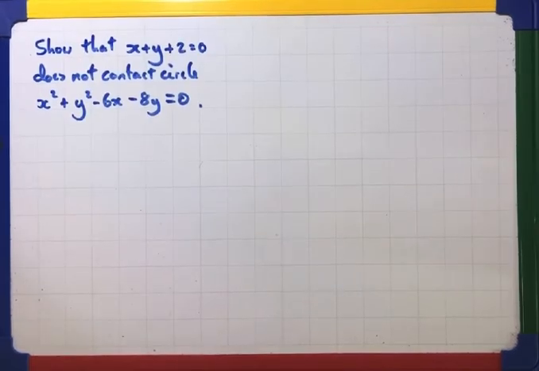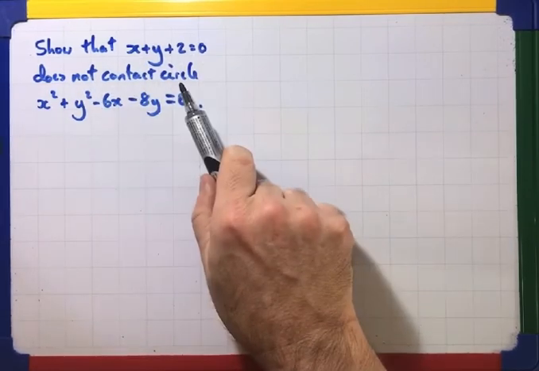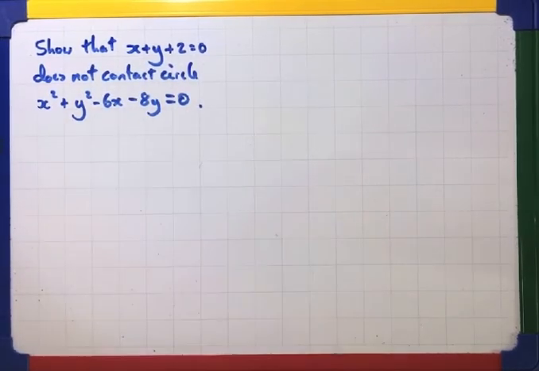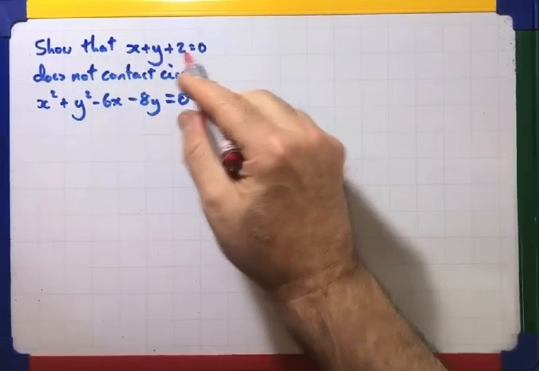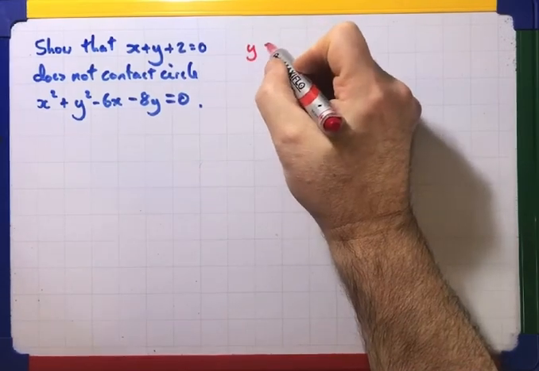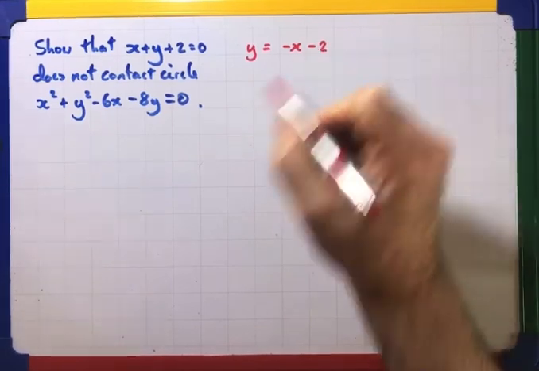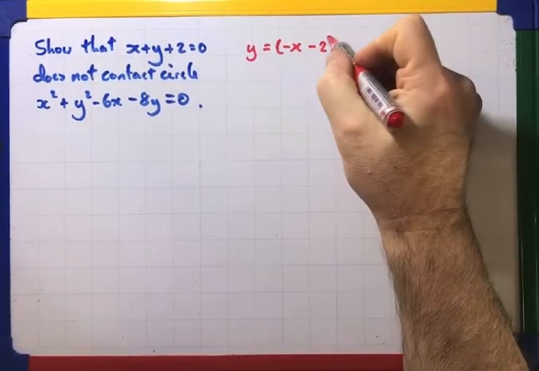Looking at our third example, this time it asks me to show that this line does not contact the circle. This means I'm going to have to show that the discriminant is less than 0 here. Same as before, we have to substitute. So as we're substituting, we've got to rearrange this for y. So you've got y equals minus x minus 2. That's what you're substituting for y.